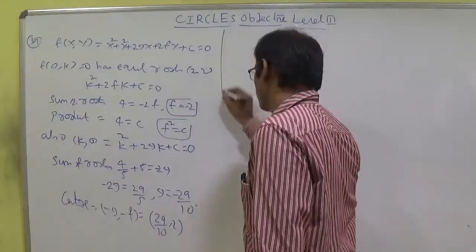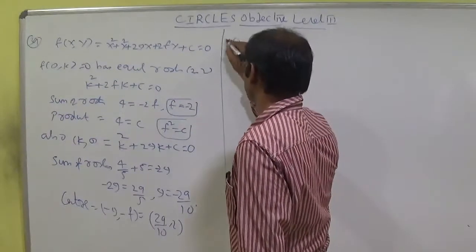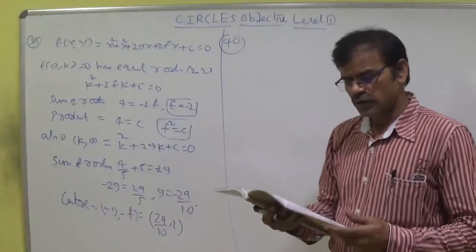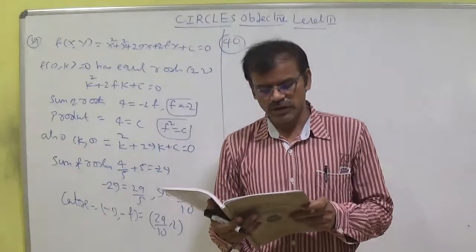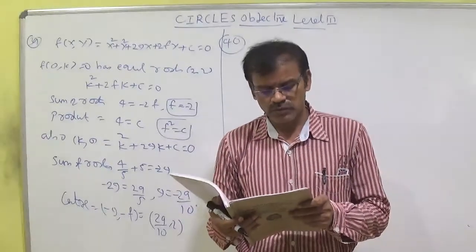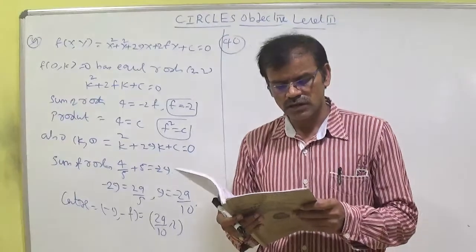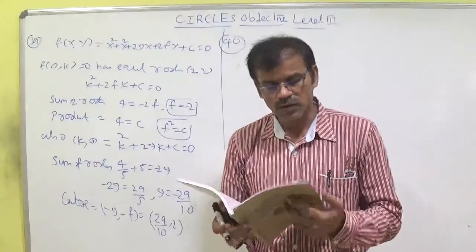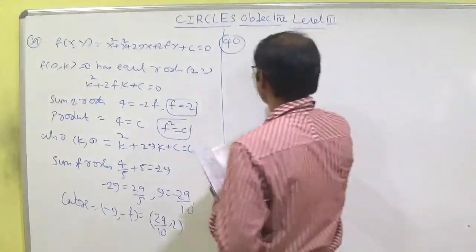Let us discuss the 40th question. Question number 40: from the point P minus 1 comma minus 2, PQ and PR are the tangents drawn to the circle. Then find the angle subtended by QR at the center of the circle. Important bit.